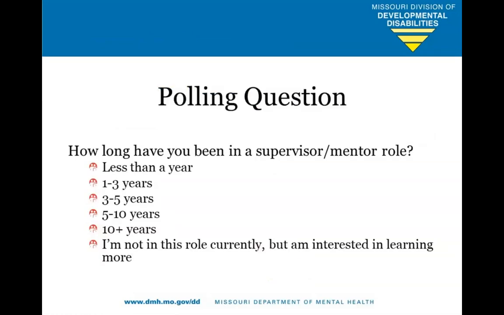So the first question today, if you could just drop in the chat box how long you have been in a supervisor-mentor role, if you are a supervisor. If you're not, then just put you're not. And then also what your role is. Are you a behavior analyst? Are you a support coordinator? Just give me a little bit of background so I know how to direct the presentation today.